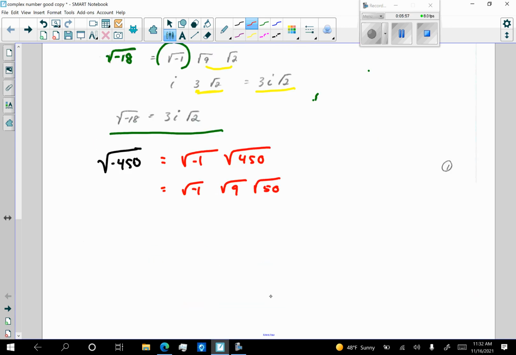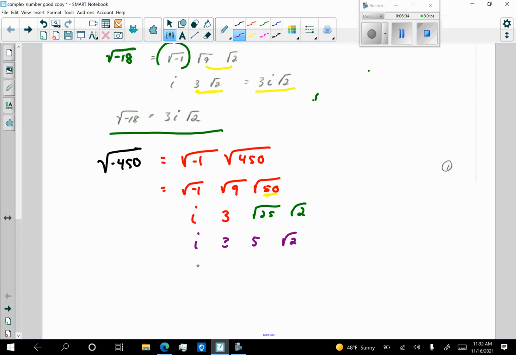So the square root of 9. The square root of negative 1 is i. I have an i here. And this is a 3, the square root of 9. And now I have to look at 50. Does 50 have any perfect square factors? Yes, it does. So I'm going to continue to break this 50 down as the square root of 25 times the square root of 2. And we know the square root of 25 is 5. So I have 3, I have 5, and I have the square root of 2. And keep in mind, all of those things are multiplied together.